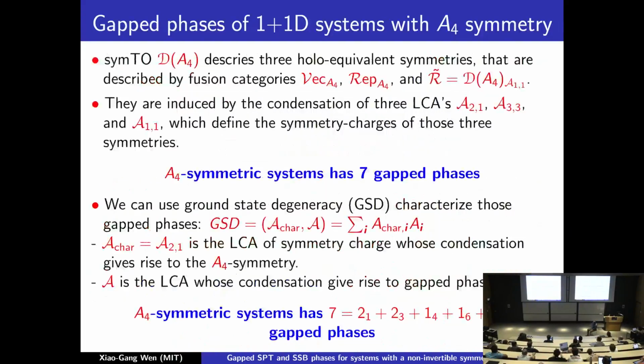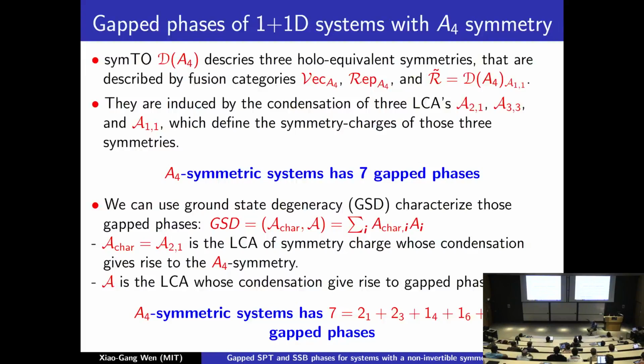Okay. And so then this A4 symmetry is just taking this Vec A4. Then we have 7 gapped phases. The A4 symmetry has 7 gapped phases. That's it. Then we also have a more detailed description of how to describe these gapped phases. One way is using their ground state degeneracy. The ground state degeneracy turns out to be the inner product between the condensable algebra and the condensable algebra formed by the symmetry charges, which produces the symmetry.